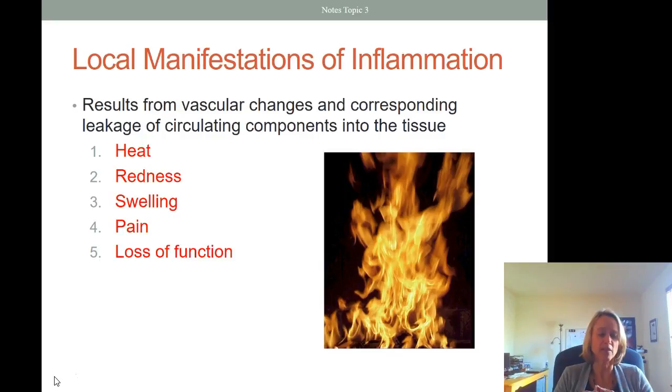And this can probably be a good thing. For instance, if you sprain your ankle really bad, you should rest it. So loss of function can be good.